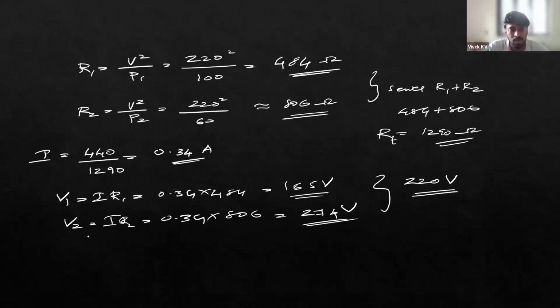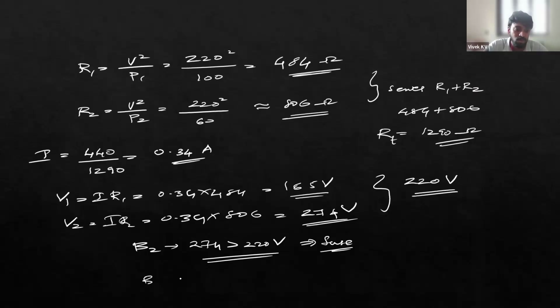So it is very clear that for bulb B2, the voltage across it is 274, which is greater than 220, its rating. So bulb B2 is going to be over voltage, and it is going to fuse, whereas bulb B1 has only a voltage of 165 volt, which is less than its rated voltage. So it is under voltage, so it will be safe. It will not blow off.